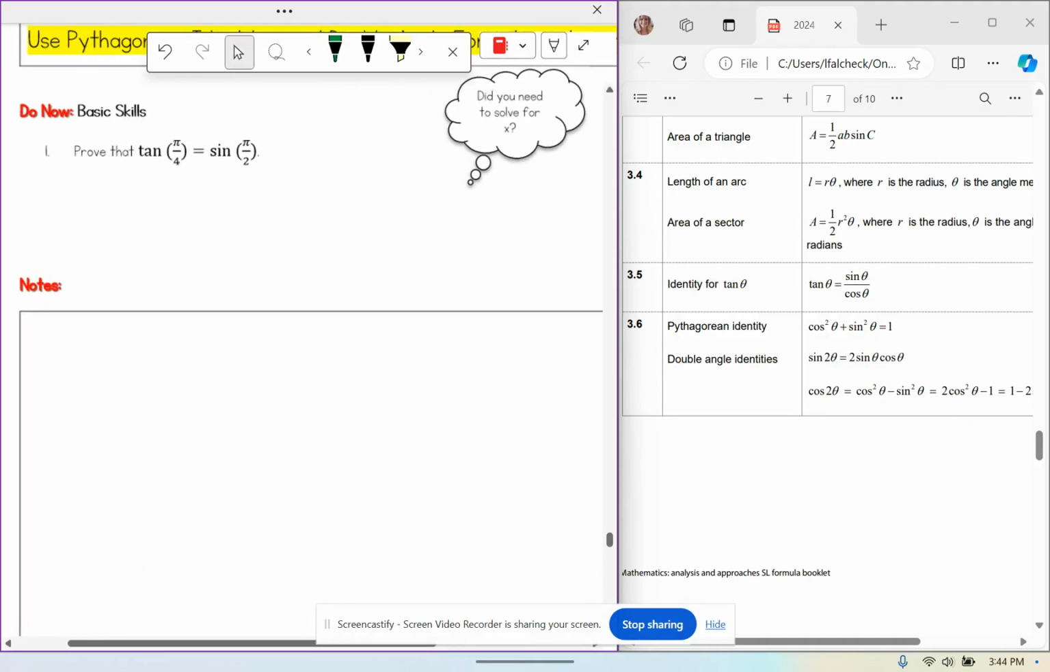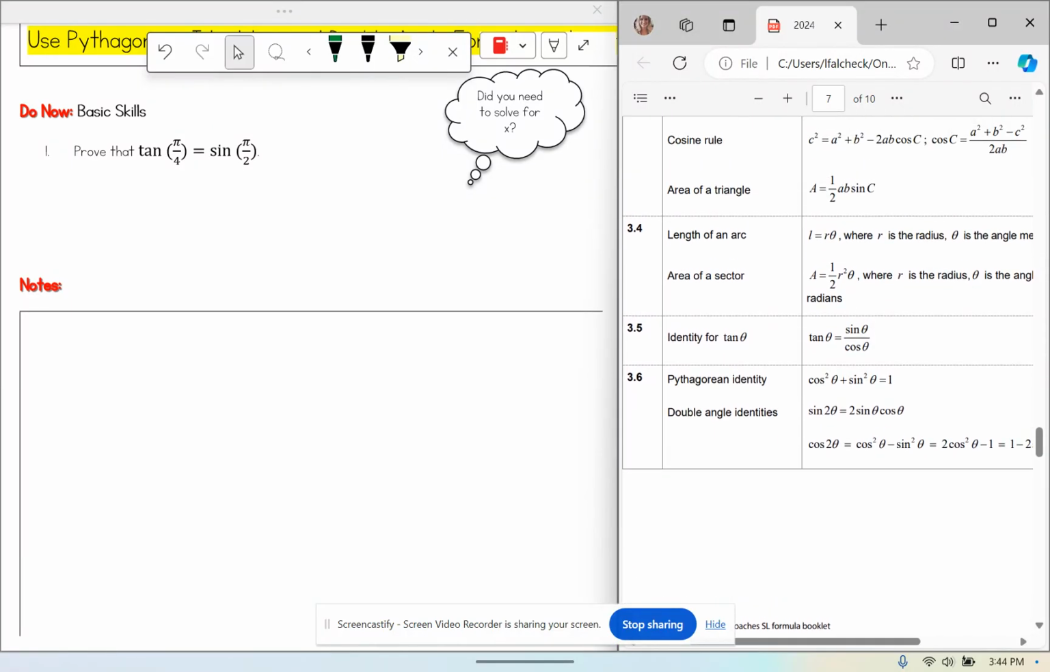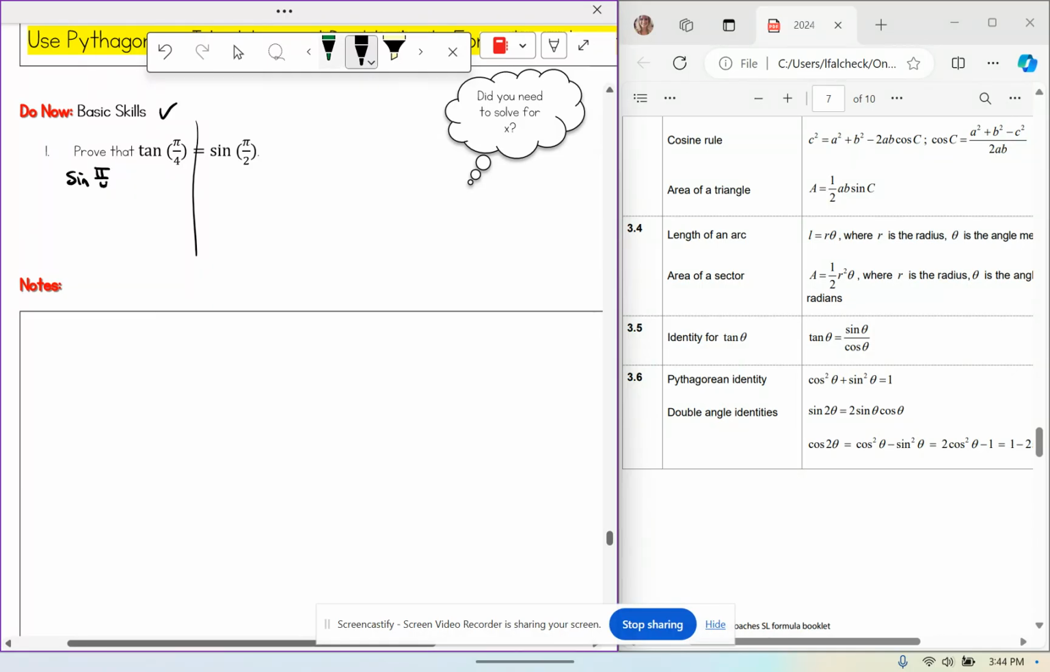So let's do the warm-up, which is basic skills. Prove that the tangent of pi over 4 is equal to the sine of pi over 2. So what are the identities that our formula booklet gives us? Well, it gives us that the identity for tangent of theta is right here, sine of theta over cosine of theta. So I'm going to pick this side to rewrite. So I've got the sine of pi over 4 over the cosine of pi over 4 is equal to the sine of pi over 2. I'm going to try to get this side to match that side, okay?